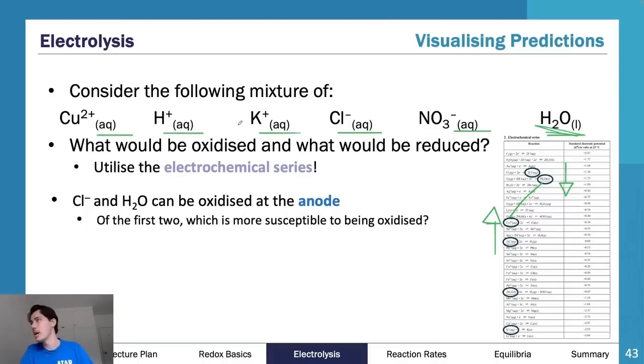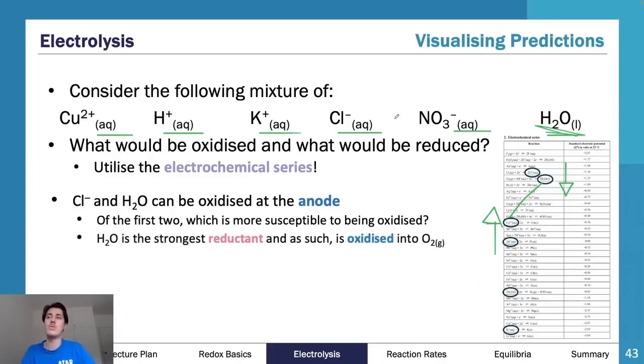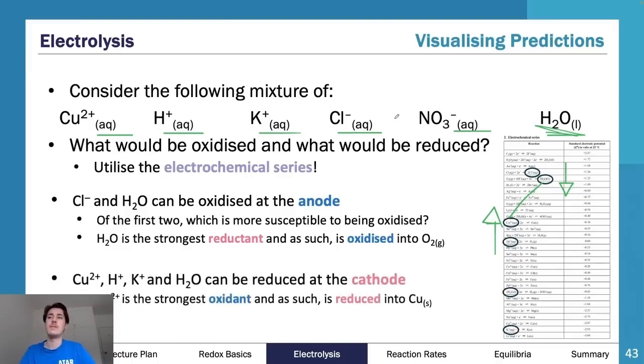aqueous. Because they're all aqueous, I'm going to have some water present. And because I have water present, I therefore get reaction of my water. So as you can see here, water is the strongest reductant, and as such is oxidized into O2 gas. So K+, H+, and H2O can be reduced at the cathode. Cu2+ is the strongest oxidant, and as such is reduced at the Cu solid.